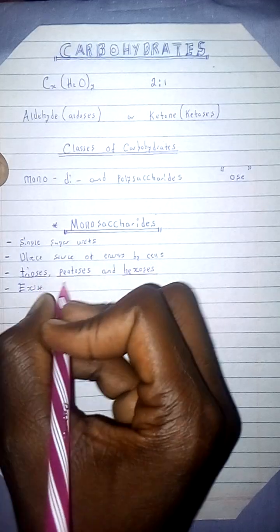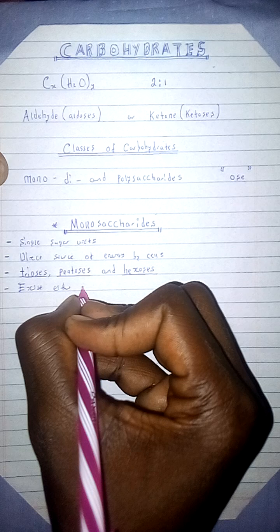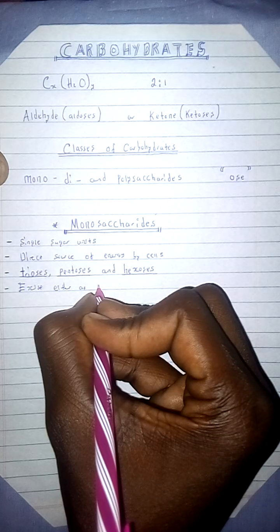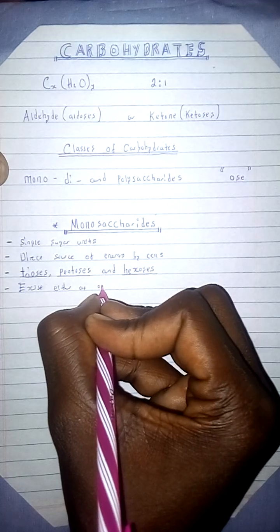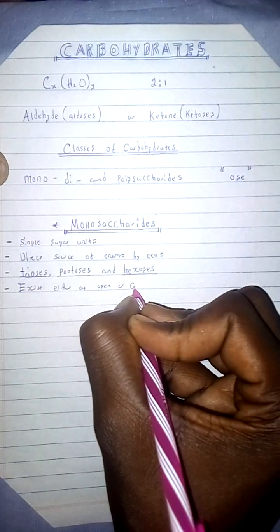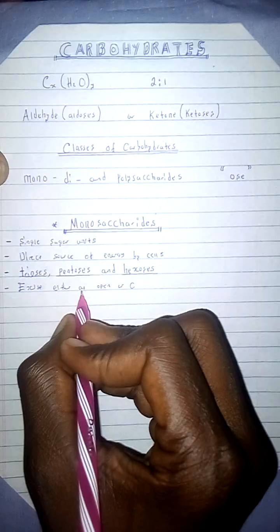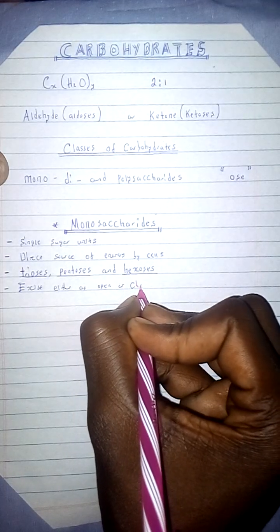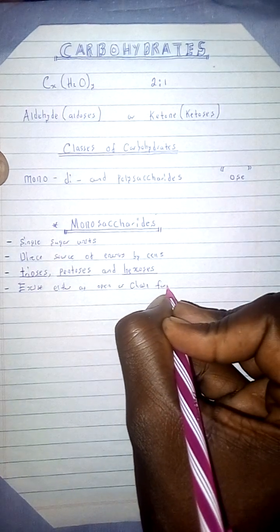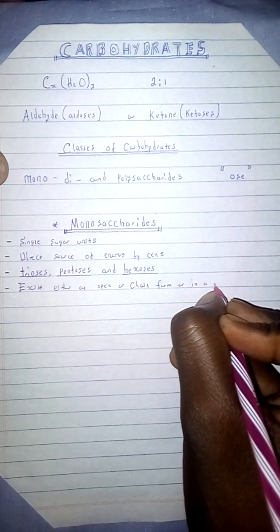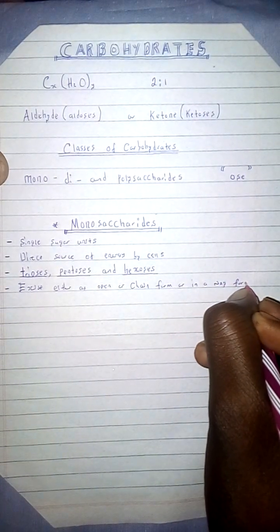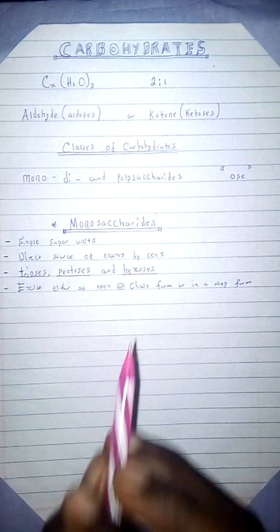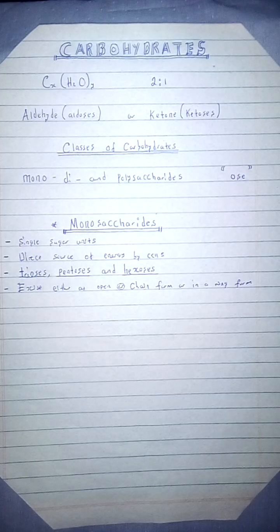These can exist either as open chain form or in ring form. All right, we'll look at this as we proceed.